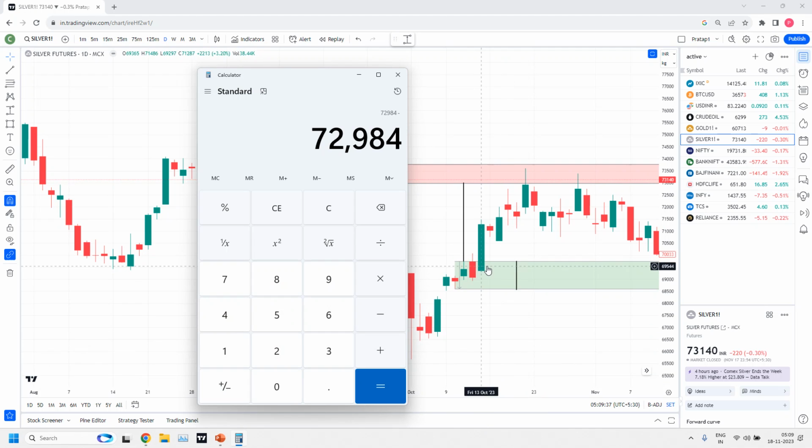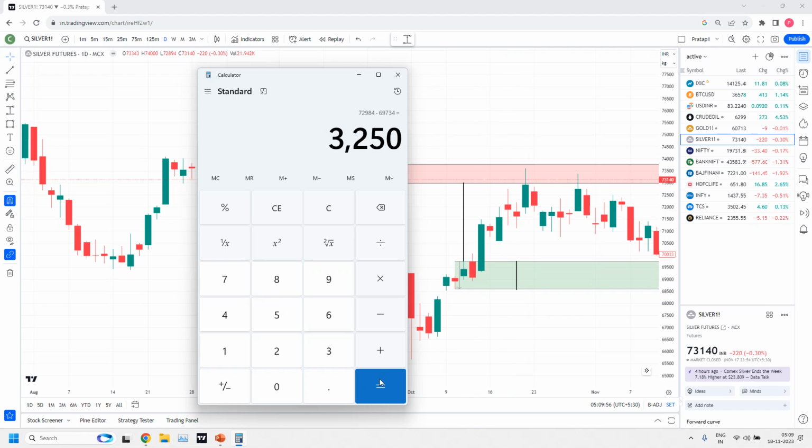Minus the proximal line of the demand zone. We already saved this value. Let me paste. So what is the profit? 3,250 rupees is the profit. 3,250 Indian rupees. What is this reward?